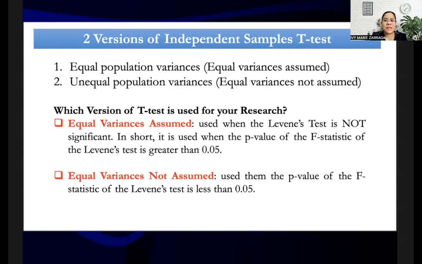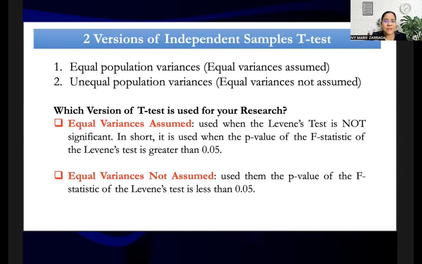In SPSS, to determine if our data is statistically significant, it uses SIG. So this is the equivalent of the p-value or the level of significance. So if the p-value or the SIG is less than 0.05, it means it is significant. Then if it is greater than 0.05, it means it is not significant. So why do we need to know that? Because that will determine what version of T-test will be used. So again, you have to look at the Levene's test that will be shown using SPSS.